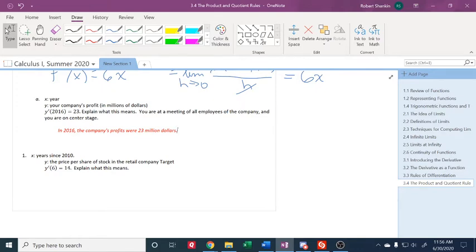I'm sorry, I'm just not sure. You can always pass if you're not sure. Yeah, we're passing. Okay, no problem. Let me open it up to anybody. Does this look like a reasonable answer for y prime of 2016 is 23?